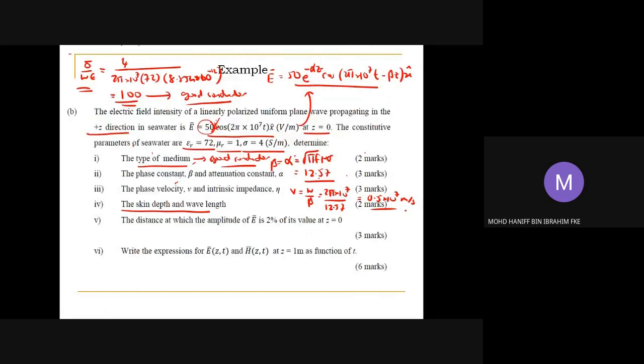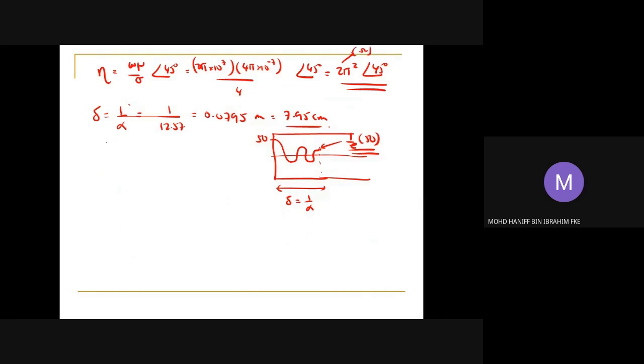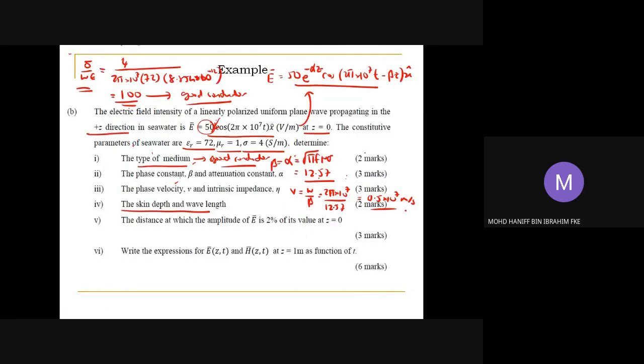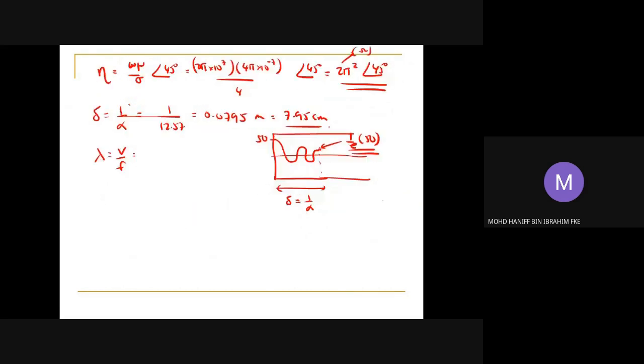And next will be the wavelength. I think this should be a straightforward answer. We have lambda equal to V over frequency f. From the previous slide, we calculated that V is 0.5 times 10 to the power of 7, and the frequency is 1 times 10 to the power of 7. So they cancel out, and we have only 0.5 meters. That should be the lambda.